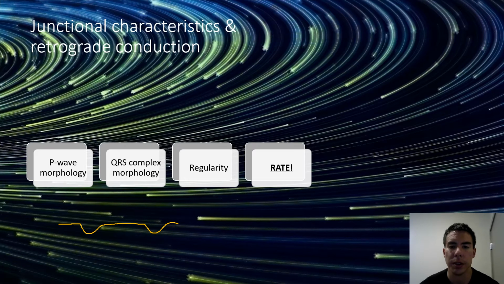So as far as QRS morphology, that shouldn't be any different. It should be within a normal range, so not wide, and I'll explain that too. And then regularity, junctional rhythms tend to be pretty regular rhythms, so you shouldn't see anything irregular with junctional rhythms. And then the biggest thing, once you determine those things, you determine you have either no P waves or negative P waves, QRS is normal in width, and it's a regular rhythm.